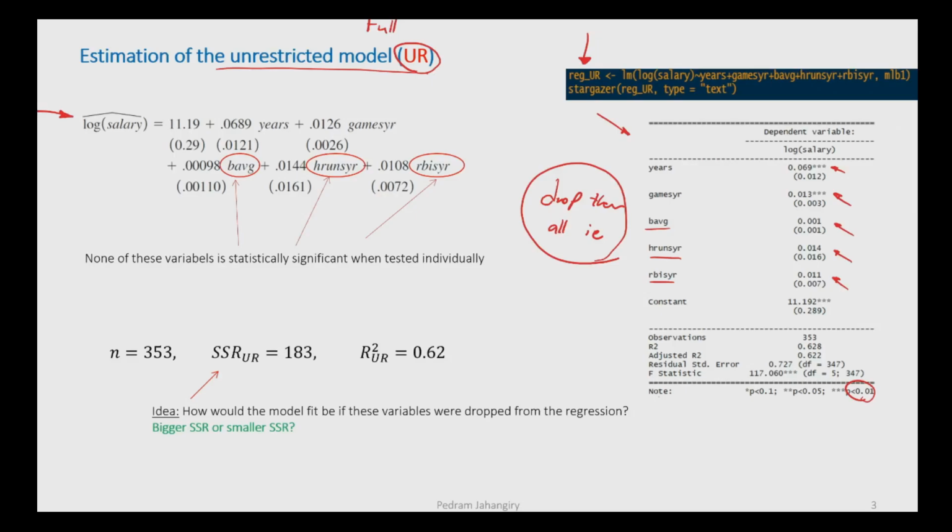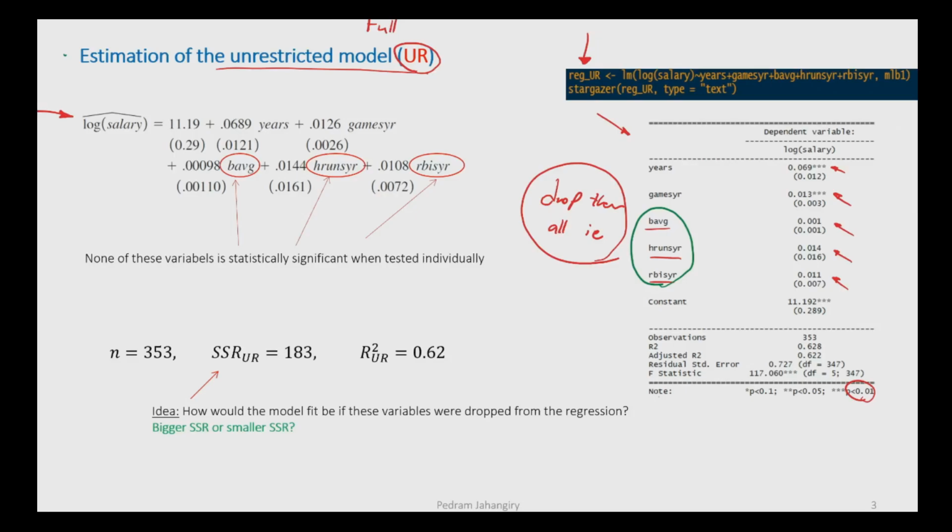Even though they are individually insignificant, is there a chance that collectively they're significant or not? This is the question you're going to answer. Is there a chance that these three are collectively significant, jointly significant? In order to answer that, as I said, we have to construct the F statistic. But let's see, what is that F statistic?